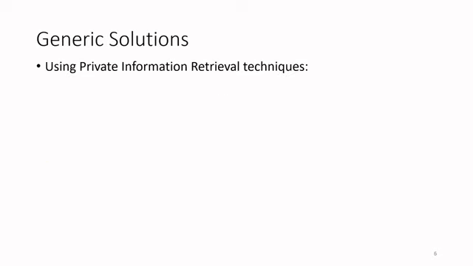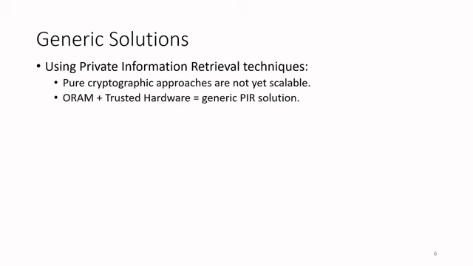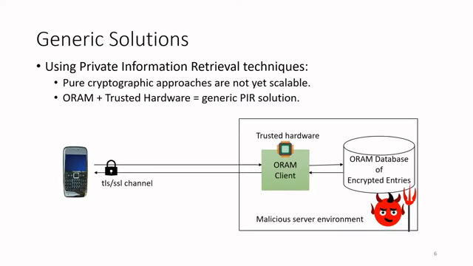One solution for this is to use private information retrieval techniques. However, to our limited understanding, pure cryptographic approaches are not yet scalable for this kind of problem in terms of computational overhead and bandwidth overhead. Another approach is to use Oblivious RAM and trusted hardware to offer a generic PIR solution. In particular, the thin client can assume trusted hardware resides on the server, and this trusted hardware will perform accesses on the encrypted database on behalf of the thin client, and these accesses on the database will be protected using ORAM.